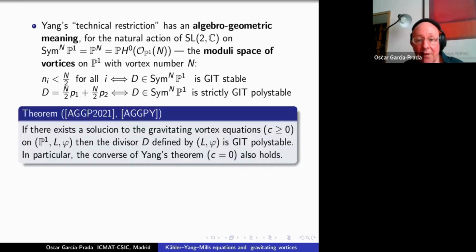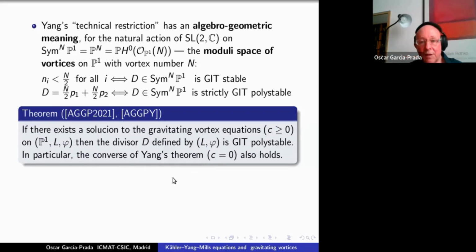condition here. And so the main theorem that we prove is indeed that if there exists a solution to the gravitating vortex equations, and here we are not assuming that C is equal to zero, it could be just bigger or equal than zero, on P1, because necessarily the Riemann surface is P1, then the divisor D defined by the L and phi is GIT polystable. In particular, in the case of C equals zero, this provides a converse of Yang's theorem.